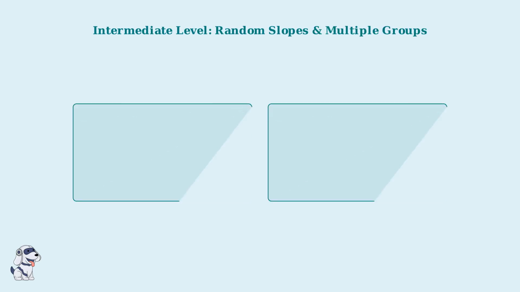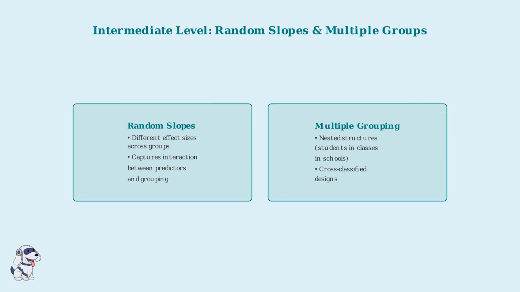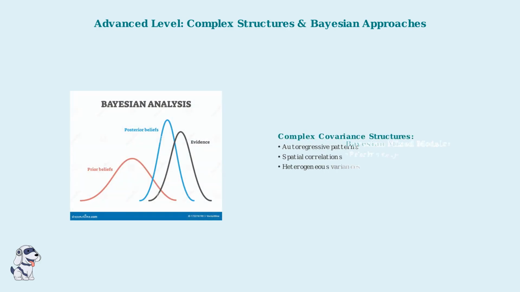The intermediate level introduces random slopes, where the effect of predictors can vary across groups, and multiple grouping factors for complex nested or cross-classified data structures. This captures much more realistic variation in real-world data. At the advanced level, we explore complex covariance structures that model sophisticated correlation patterns, and Bayesian approaches that incorporate prior knowledge and provide full uncertainty quantification. The Bayesian framework combines prior beliefs with data evidence to produce posterior distributions.